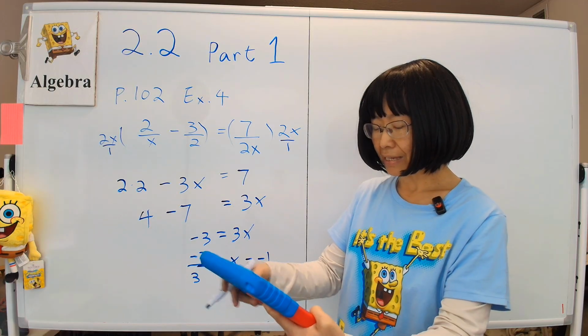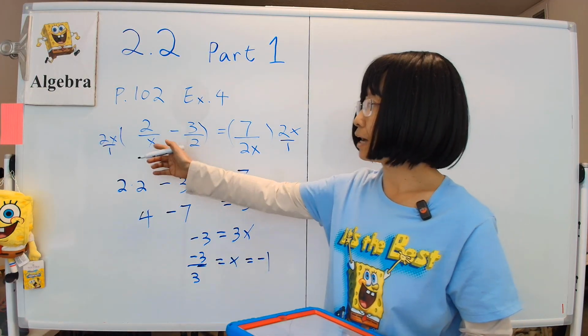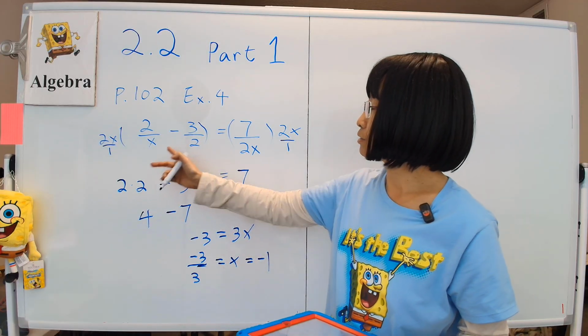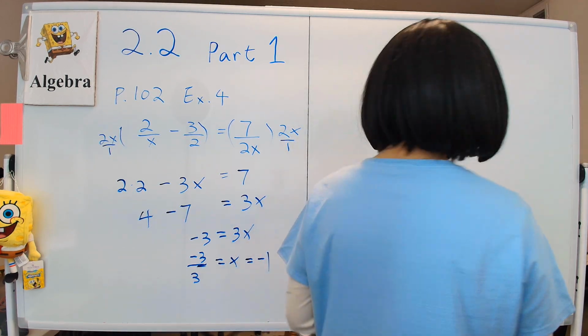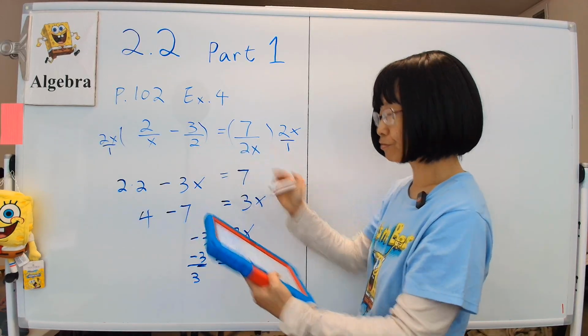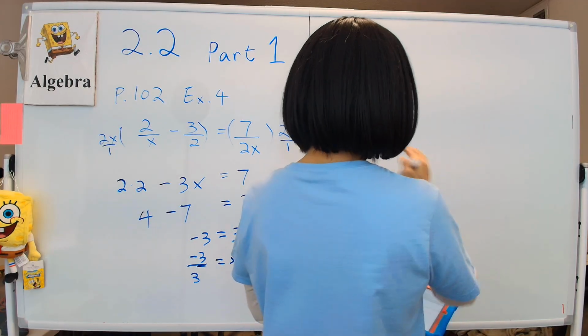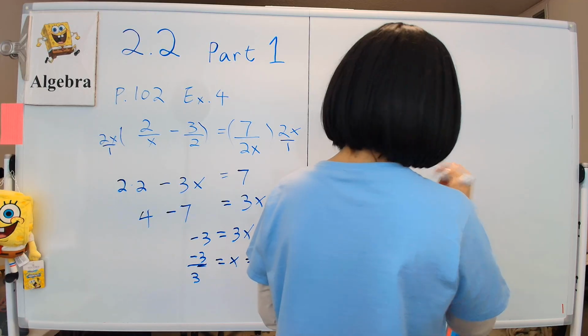Right, so that is the answer to example 4. We don't have to do it this way. We can do it the same way we did in the previous example, which I'm going to do here as well. Now, if we were to do example 4 the way we did before, we found the common denominator for everything, which is 2x.